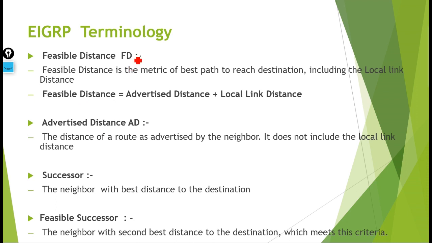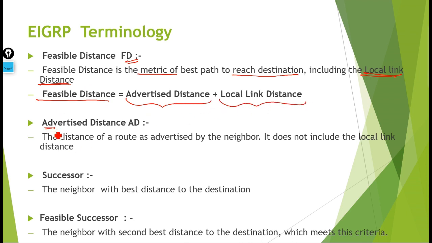So first of all, read this. Feasible distance. Feasible distance is the metric of your best path to reach the destination, including local link distance and advertised distance. It's all about composite metric to reach the destination. This is my composite metric. What is it? Advertised distance plus LLD.